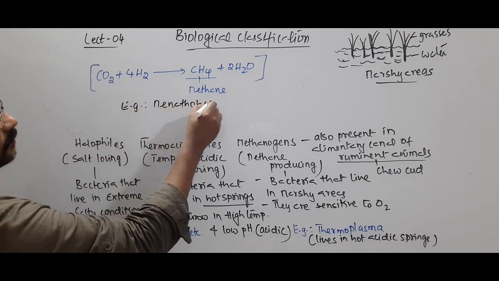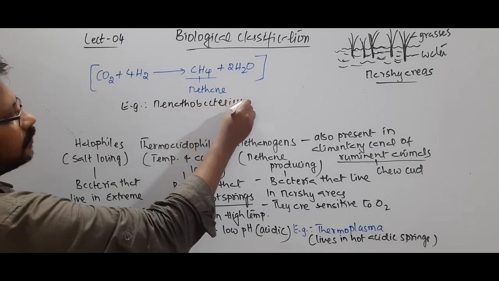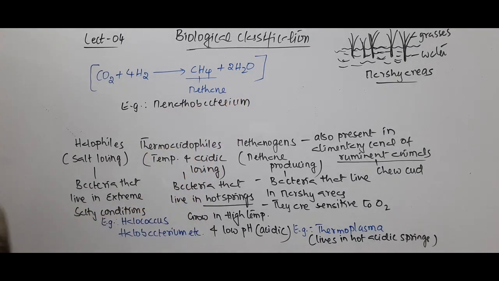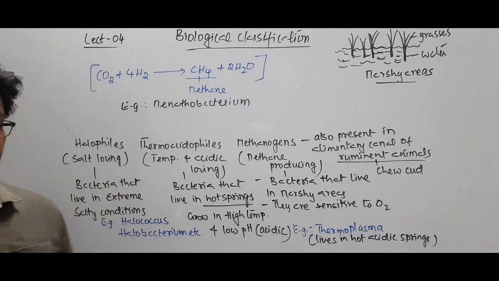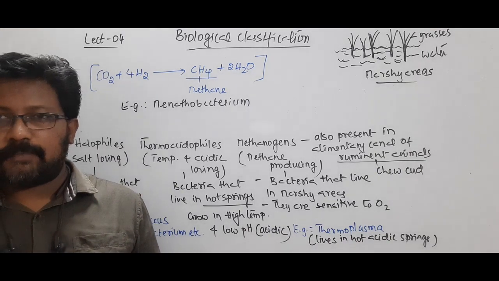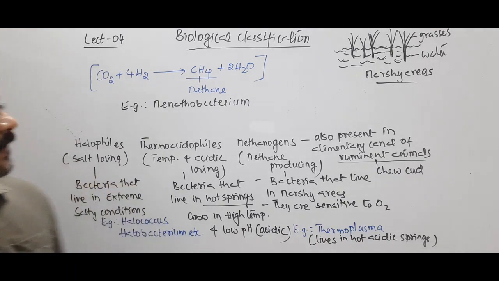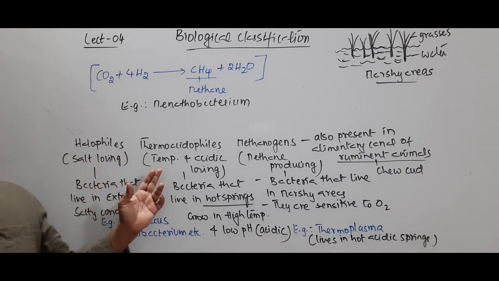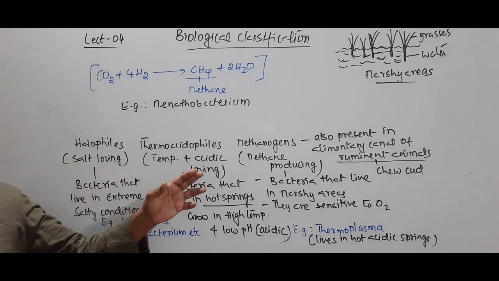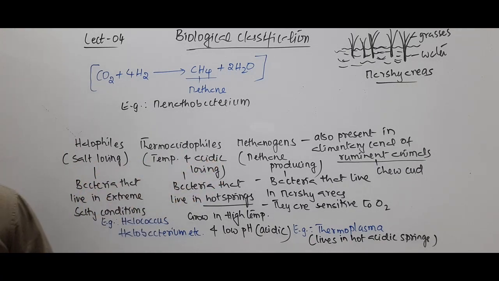Methanobacterium. In later chapters, we will see how we are going to use this methanobacterium in the production of biogas. Okay, so that's about the three groups: the halophiles, the thermoacidophiles, and the methanogens.